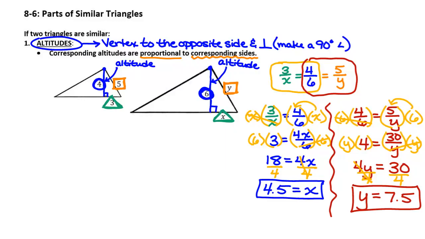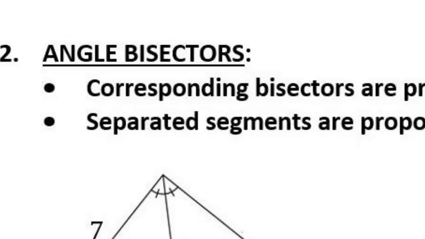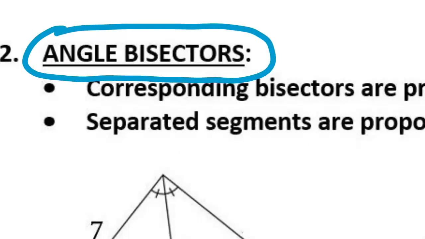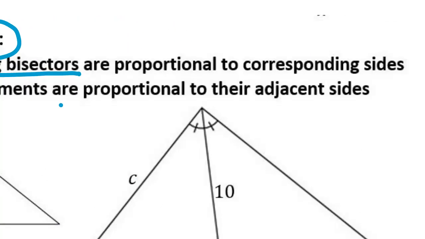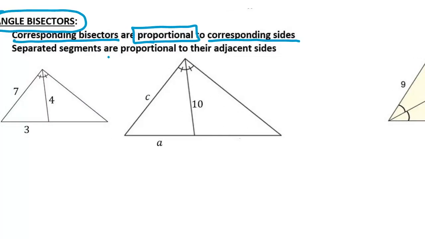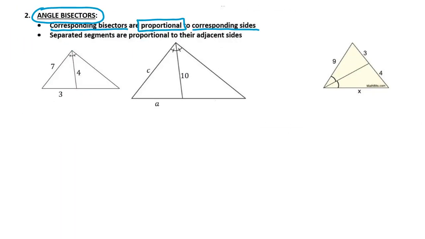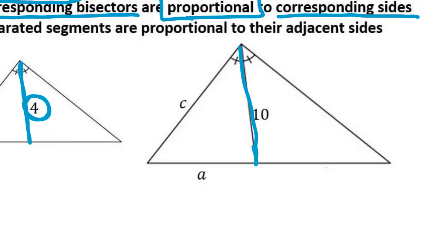All right, let's look down at number 2. Another part of a triangle. Now we've got an angle bisector. There are 2 different things that we can look at with angle bisectors. Angle bisectors, corresponding bisectors, are proportional to corresponding sides. So that's literally just like what we were looking at on the altitudes. Same exact thing. My angle bisector would be this right here. It is 4. Here's my other angle bisector on this larger triangle. It is 10.